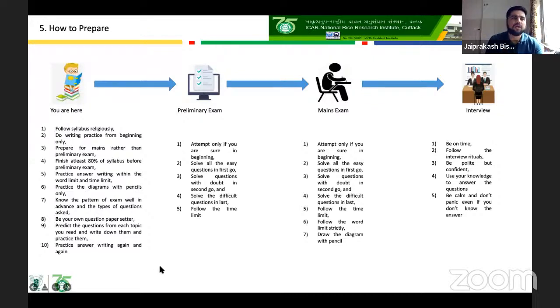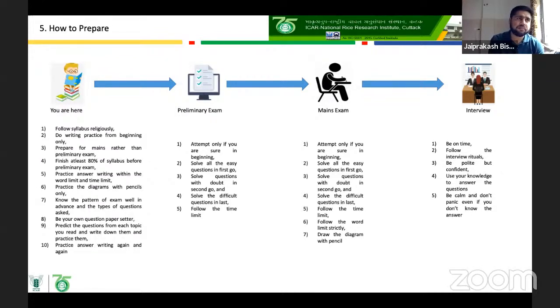What you have to do, when some of you might be in stage 1, is that you should know your syllabus. You should do writing practice. There's one more thing: you should finish about 80% of your syllabus before the prelim examination. Why do I say 80% of the syllabus? Because for prelims even 100% is required, but you should have a command on 80% of the subject.